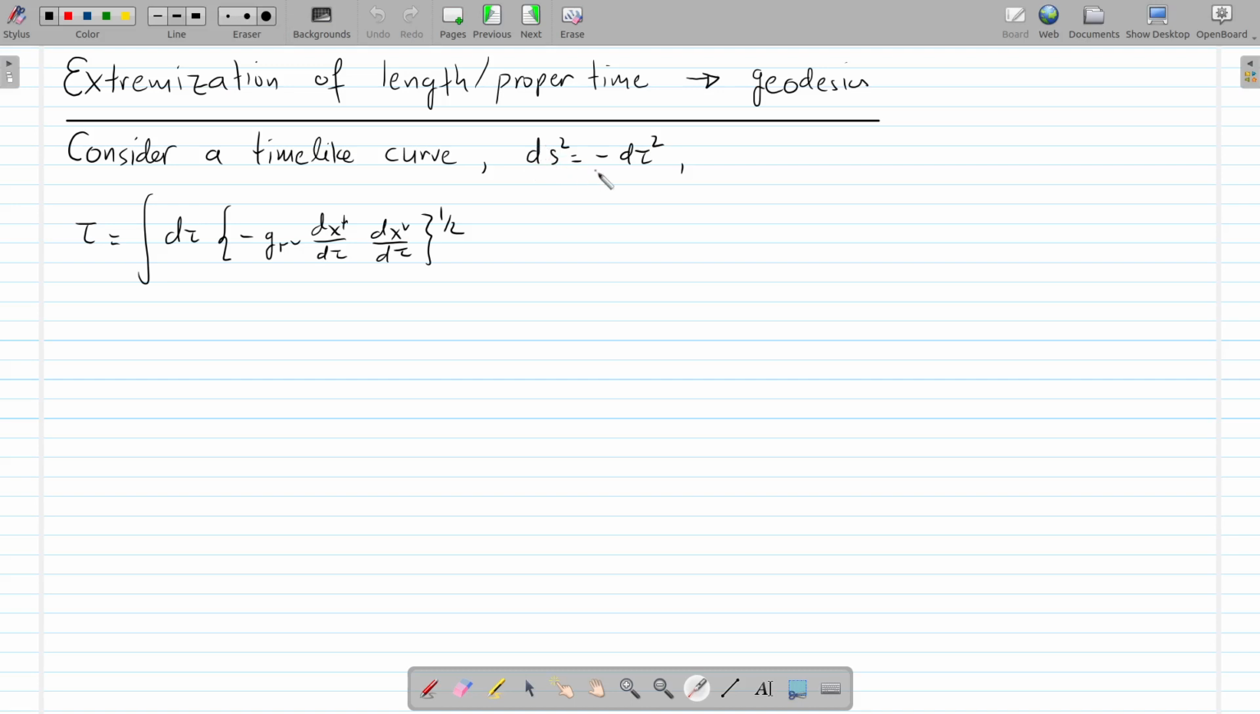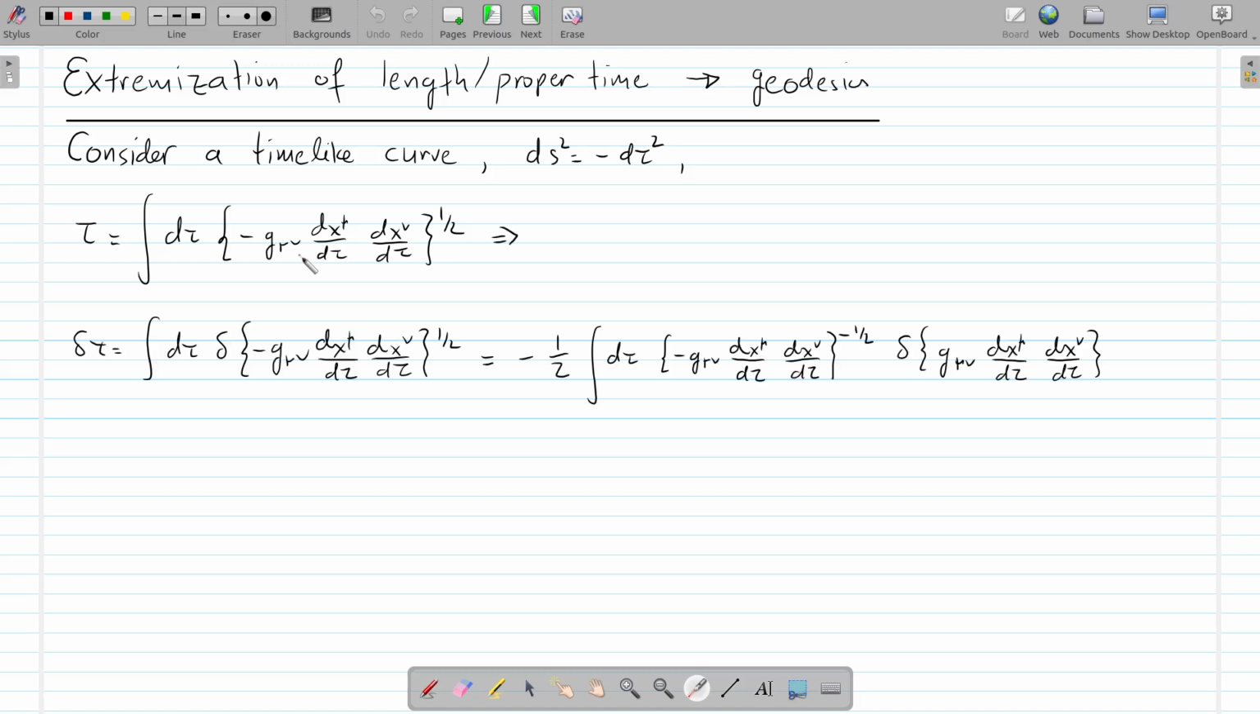space-time length is given by the proper time along the curve, and the finite proper time of a curve connecting two points is just the integral of d tau, so that is the square root of this quantity here, which gives dt squared minus dx squared. So if you want to see the variation of the proper time compared to nearby curves connecting the same two events, then this can be computed by varying the integrand inside the integral.